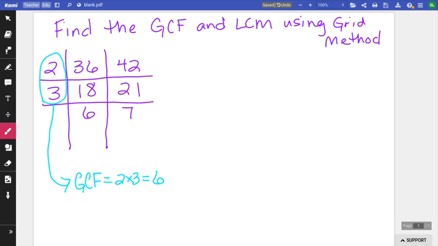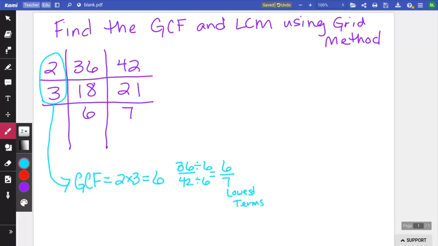So if I had the fraction 36/42 and I wanted to simplify that fraction, I would divide both top and bottom by 6 and end up with 6/7, and that fraction would be in lowest terms. So that is one of the reasons we want to find that greatest common factor.